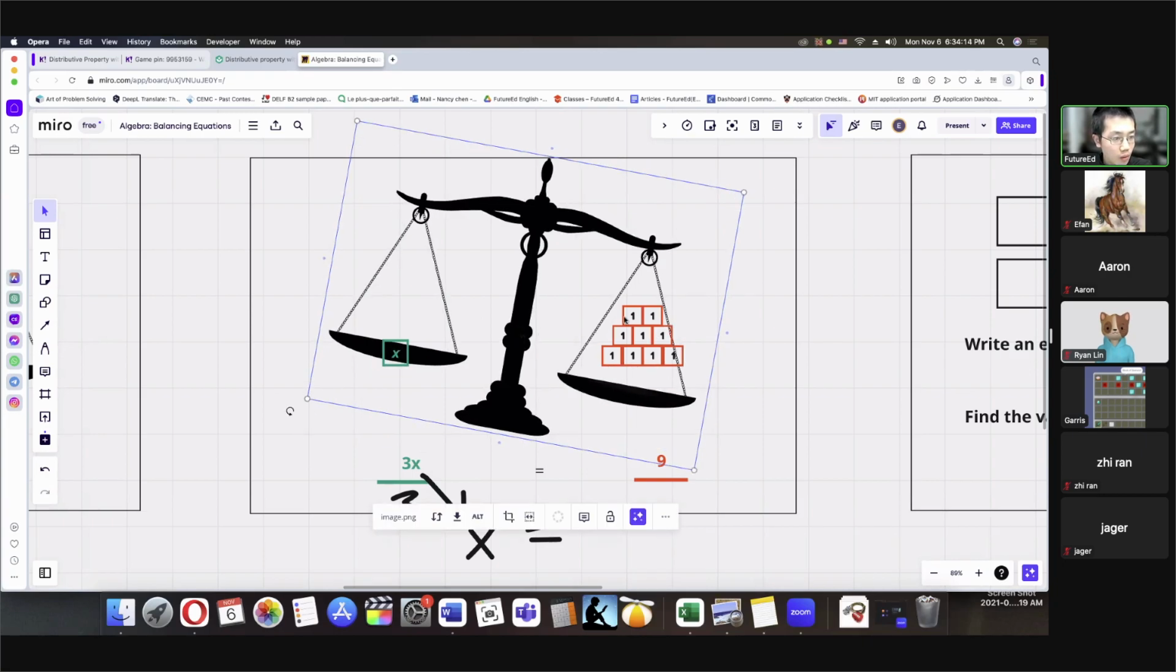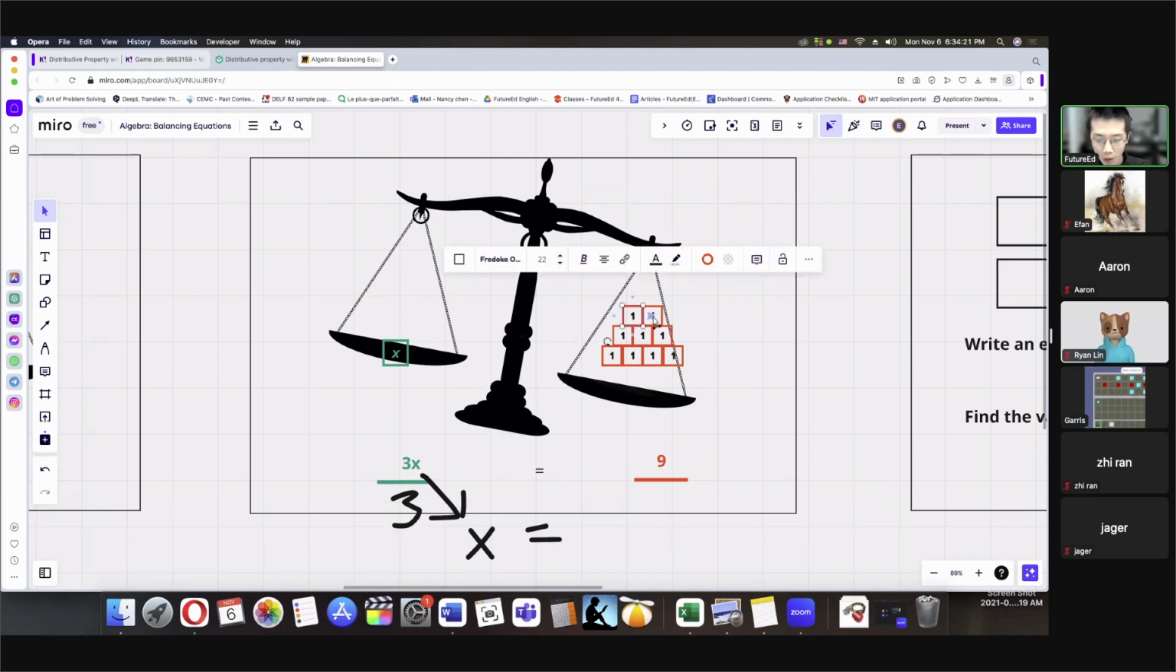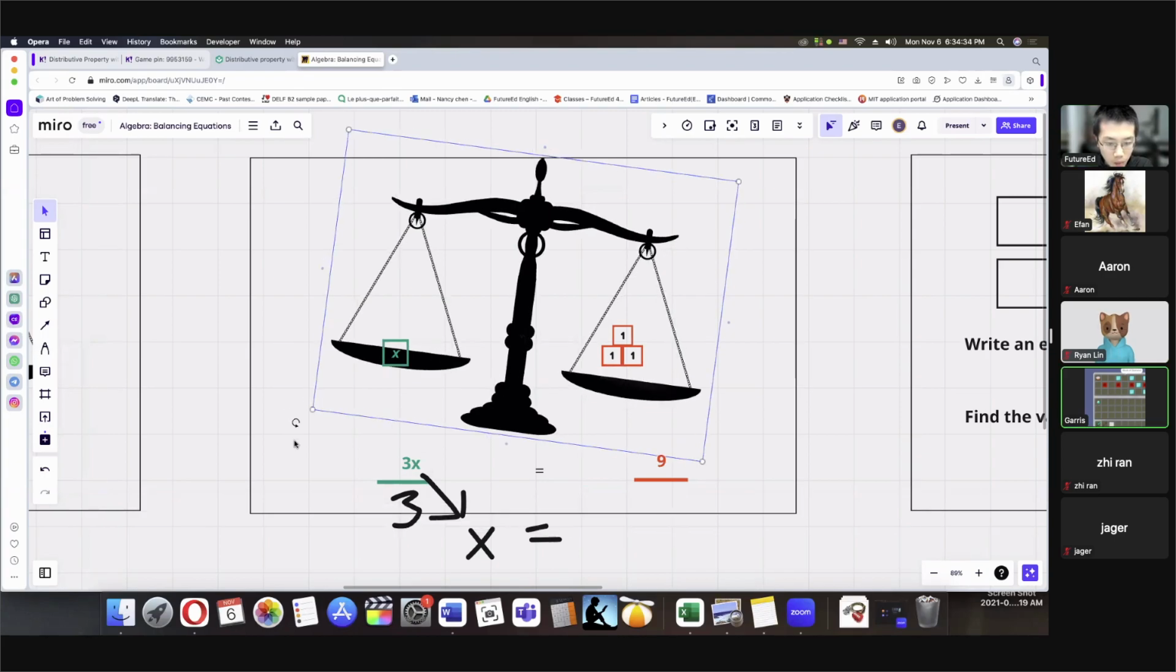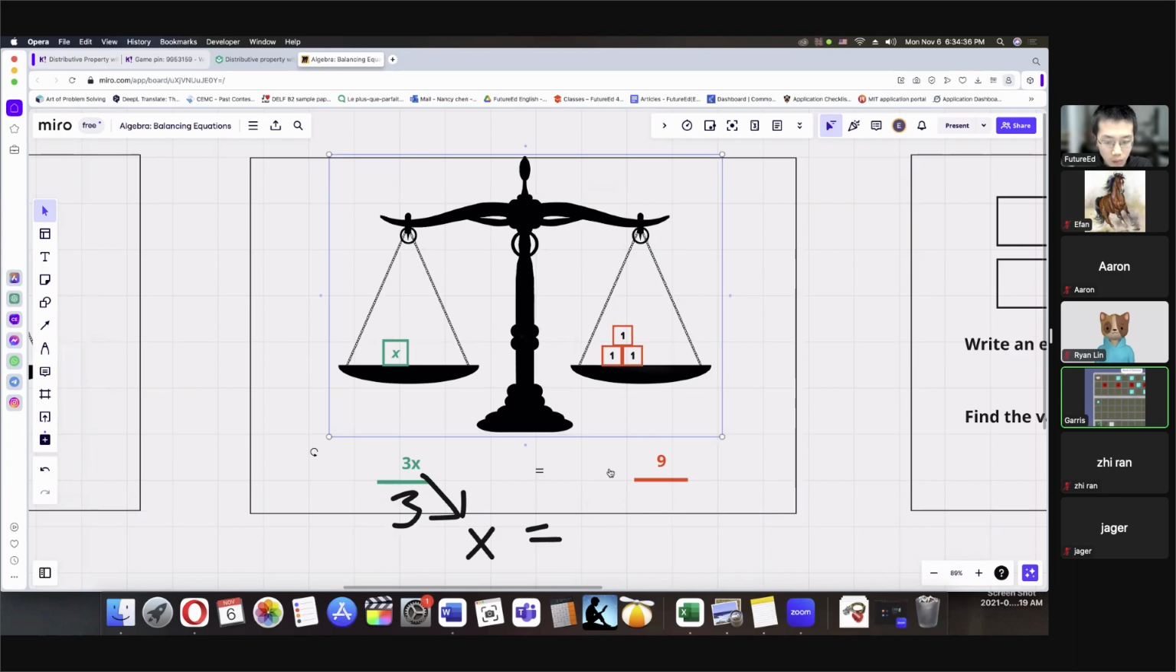I divided by 3 on the left. What do I have to do on the right? Exactly, I have to divide these by 3. So for every other 3, I'm going to have to divide by 3. And so what is 9 divided by 3? 9 divided by 3 is equal to 3. So we have that x is equal to 3. So we found our answer.